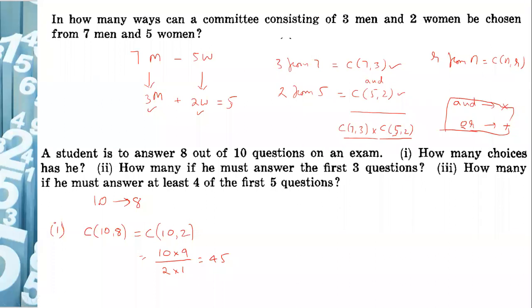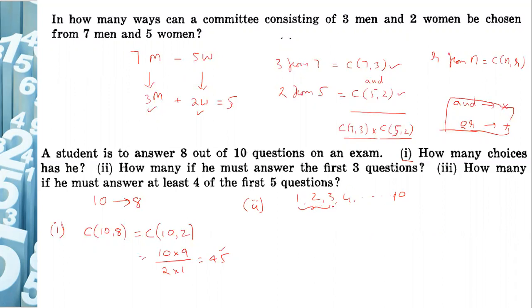So that is 45 ways. This is one observation you can make. Now, the second condition is how many ways he can attempt 8 questions out of 10, but the condition is he must answer the first 3 questions. Out of these 1, 2, 3, 4, like this, we have 10. In the first case, any 8 questions he could do, which is 45 ways. But in the second condition, the first 3 questions he must attempt. He has no choice.